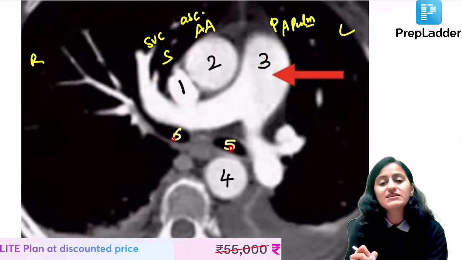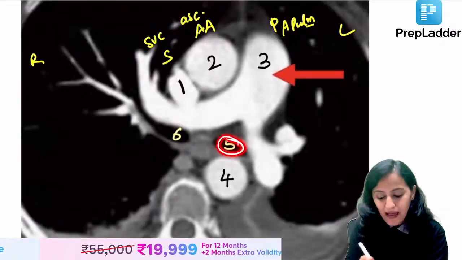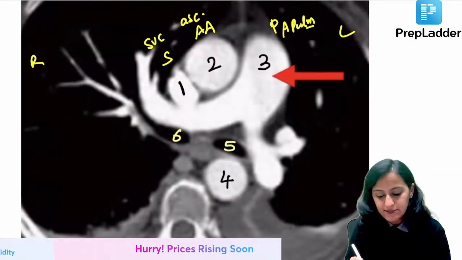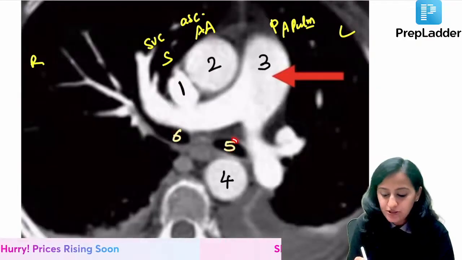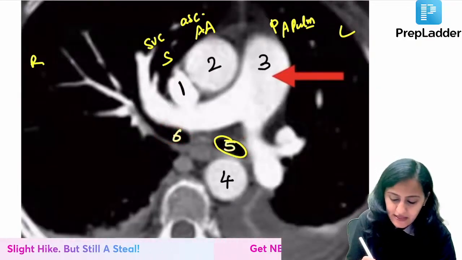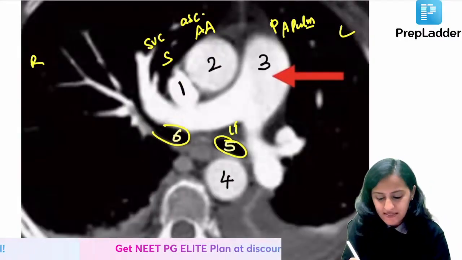What is 5? What is 6? This is jet black air containing bronchus. Trachea would be only one. It has already divided into two, right? So this is the left bronchus and this is the right bronchus here. Okay, the left bronchus and the right bronchus that you are seeing.